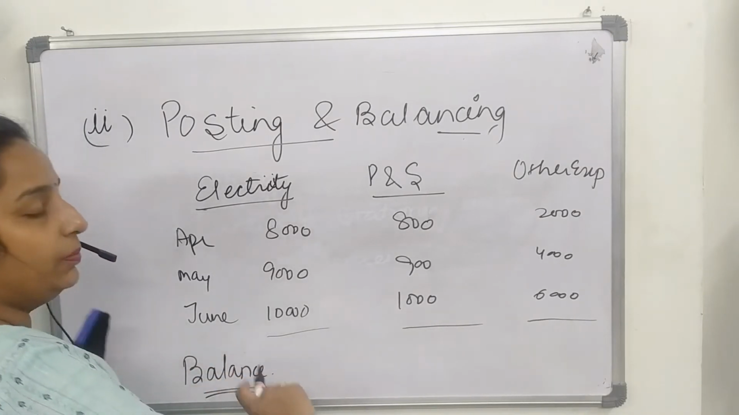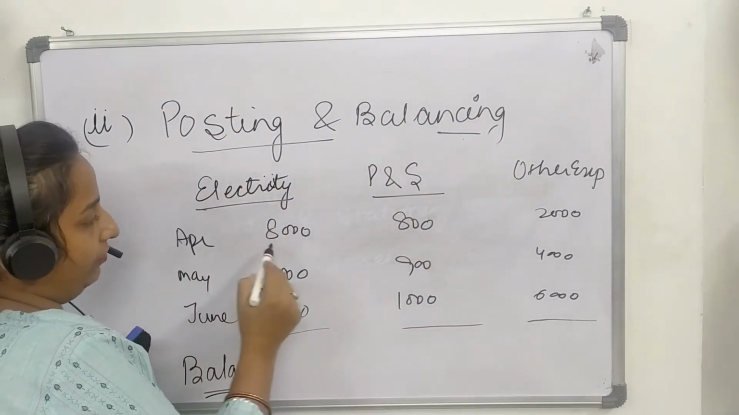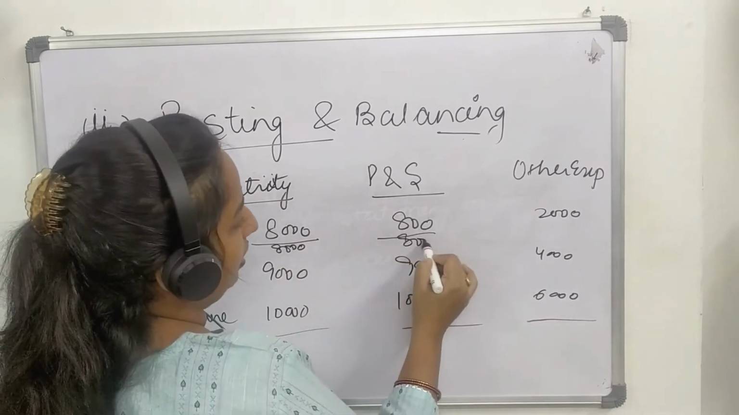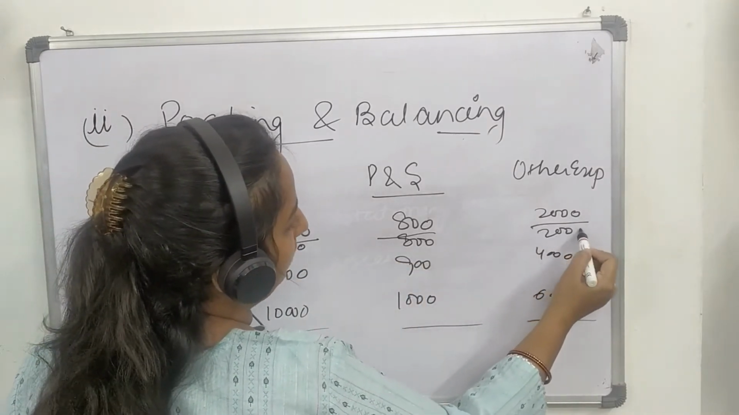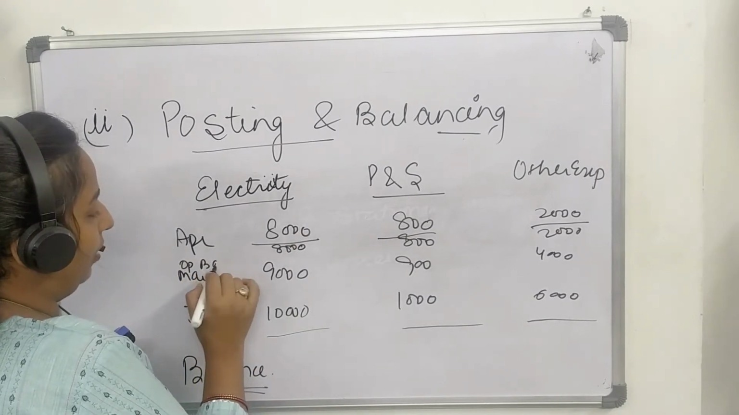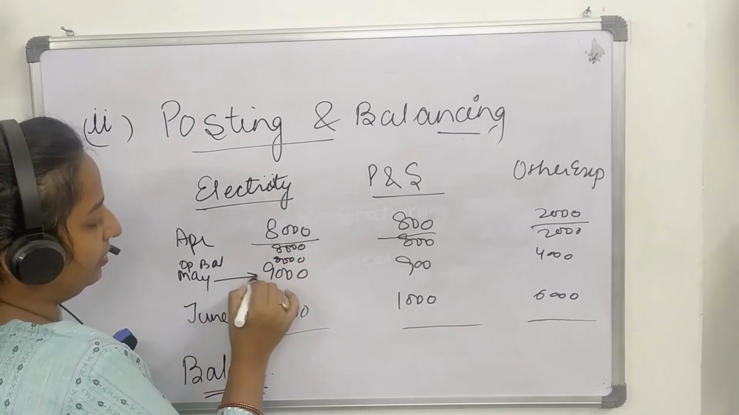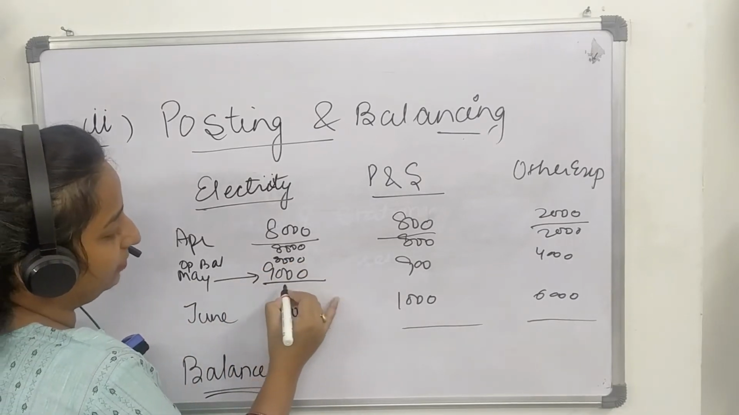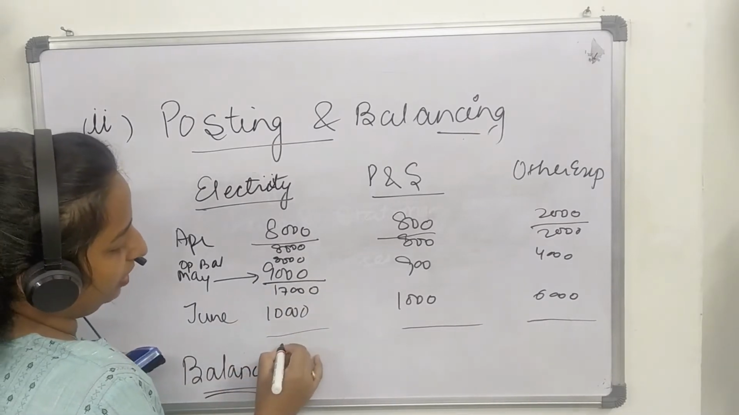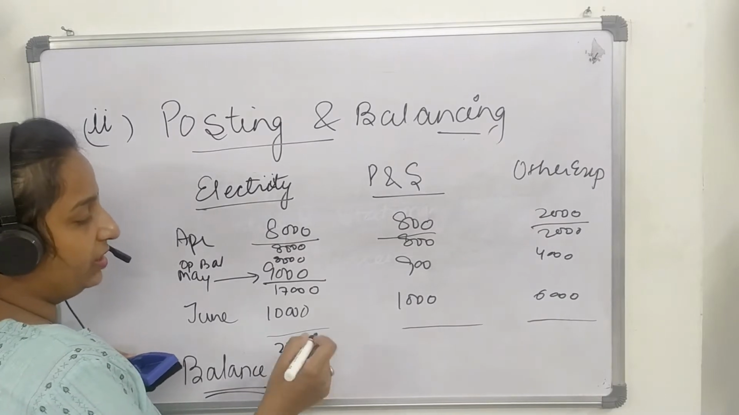This balance will be carried forward for the next month. Say for April we had the balance of 8,000, 800, and 2,000. Now in May our balance was 8,000. Again in May we had 9,000. Now the balance will become 17,000. Similarly for June the balance will become 27,000.